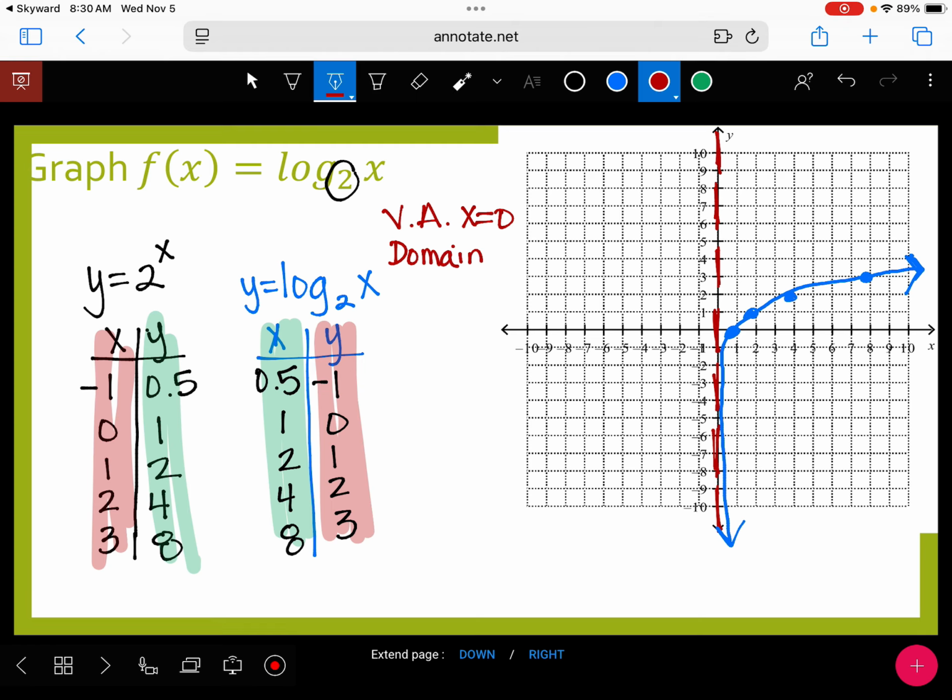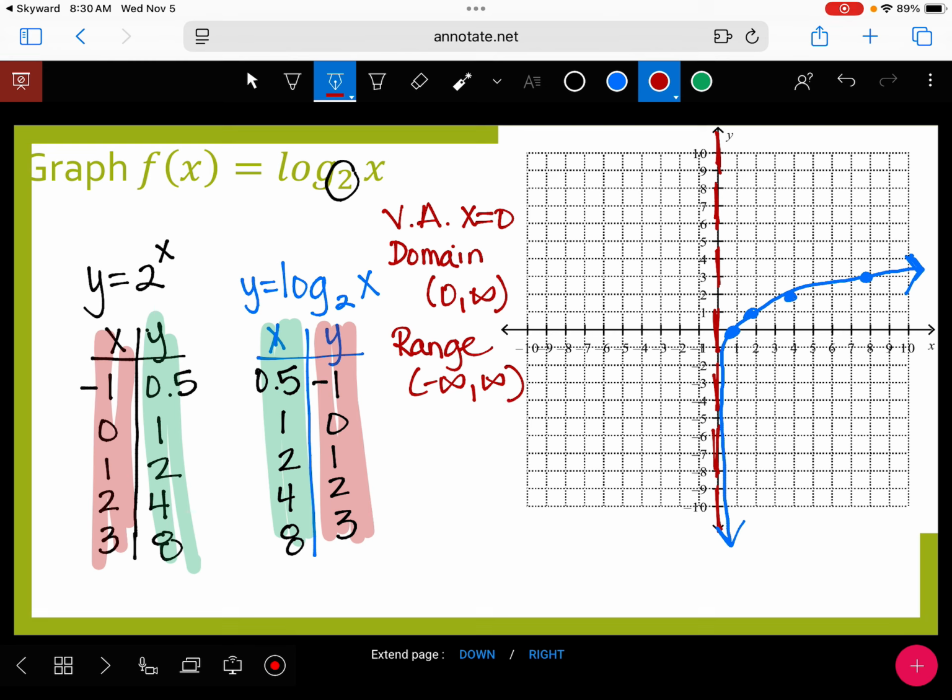Now, because of that wall, my domain is not all real numbers anymore. My domain is 0 to infinity. No brackets. No brackets. Because x will never be 0. It's just going to be really close. It'll be 0.00000000001, but it'll never be exactly 0. So we're going to put a parentheses on the 0. But now my range is all real numbers, and that is for my parent function.